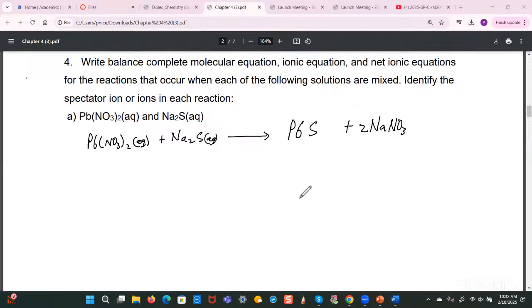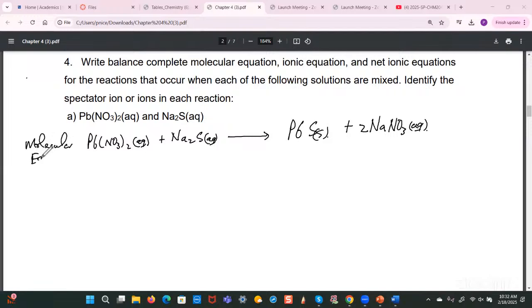Now we have to figure out the solubilities of these two compounds, so we have to refer to the same chart that we were looking at earlier. Based on the chart, let's deal with the lead sulfide first. Is that soluble or insoluble in water? Insoluble. So it will remain as a solid, right? What about the sodium nitrate? Would that be soluble or insoluble in water? Soluble, so we put aq, meaning that it is soluble in water. So this is the molecular equation.